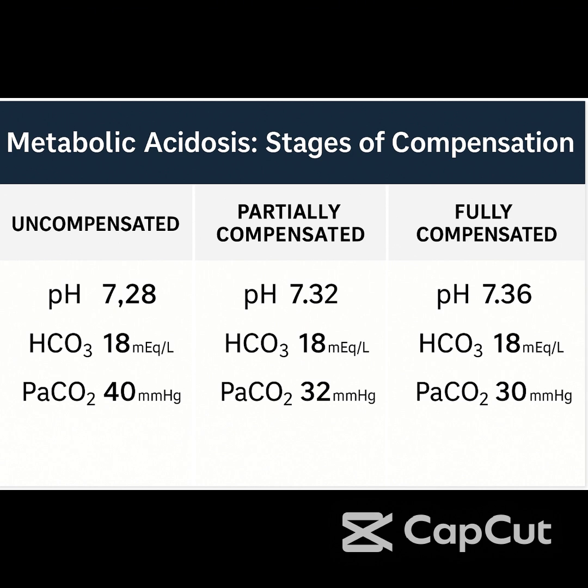Finally, in the fully compensated state, the pH has returned to normal at 7.36. Bicarbonate is still low, but now PaCO2 is also decreased. The lungs have successfully adjusted to bring the pH back into range. Across all three examples, low bicarbonate is the primary disturbance, which confirms we're dealing with metabolic acidosis. The level of compensation just tells us how long the body has been trying to fix it.